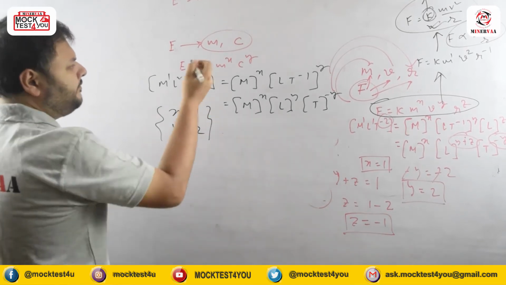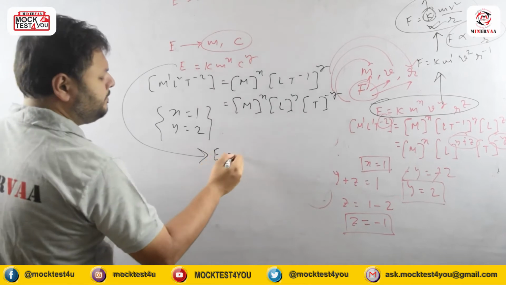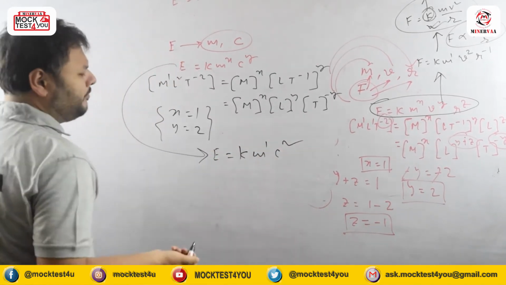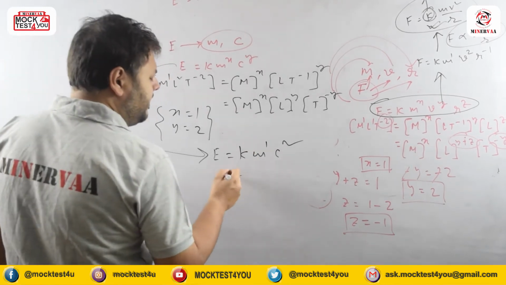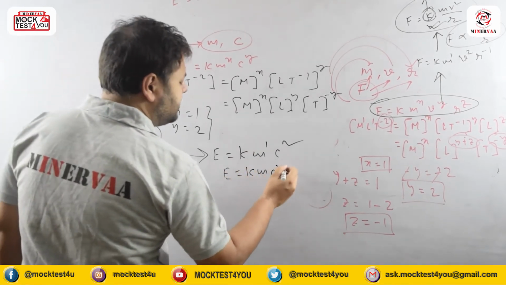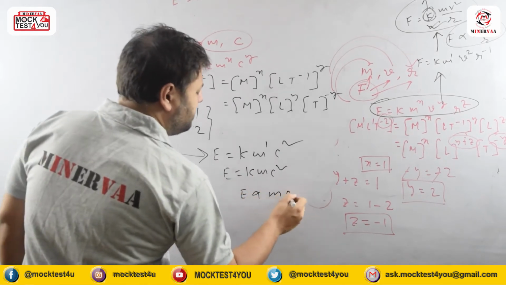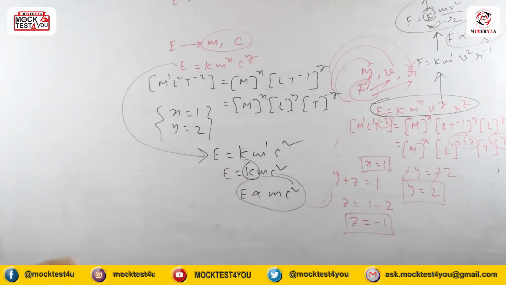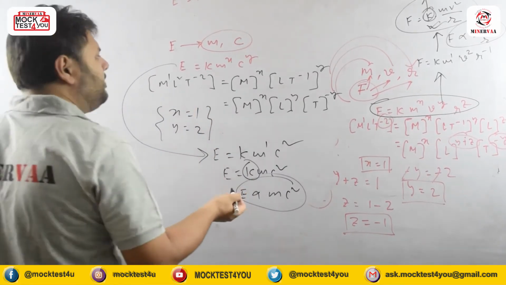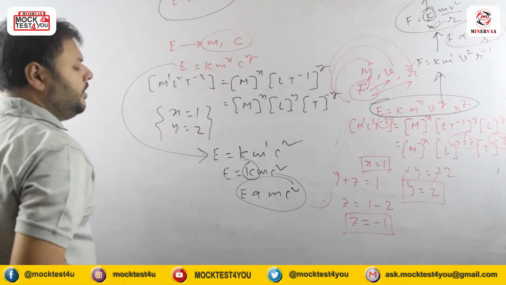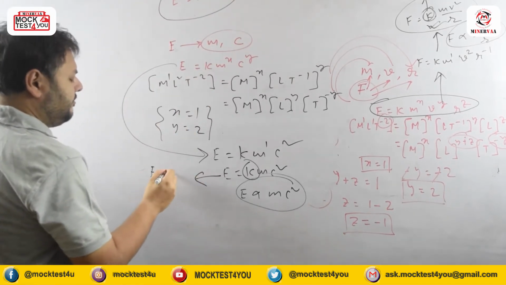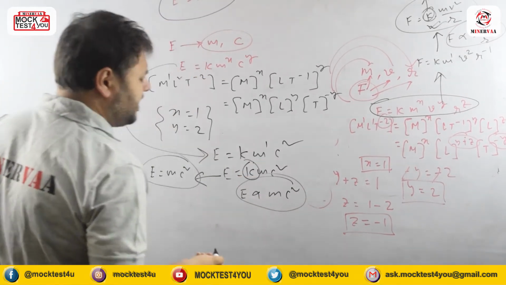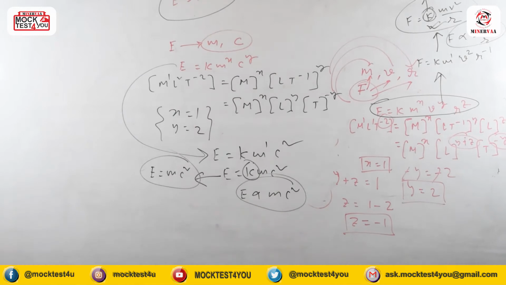So my job is done for this particular question, because this expression becomes k m to the power 1 c square. If you want to retain this k, it is fine. You can write it as k m c square, or even write E proportional to m c square. If k becomes 1 according to Einstein's mass energy equivalence relation, this means the equation holds good. So ultimately you can write E equals mc square. By dimension, k is a dimensionless constant, so dimensionally the equation holds good on both sides.